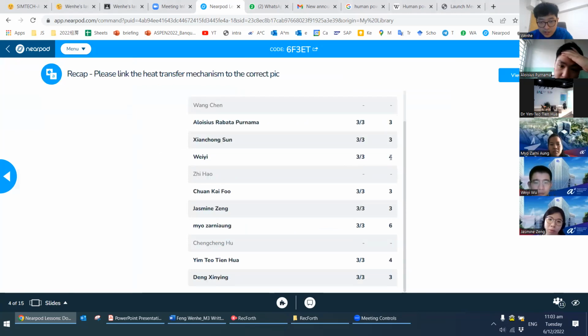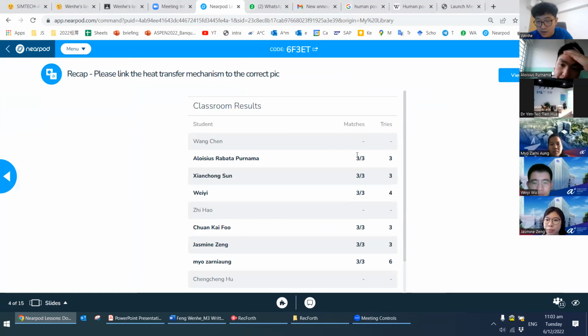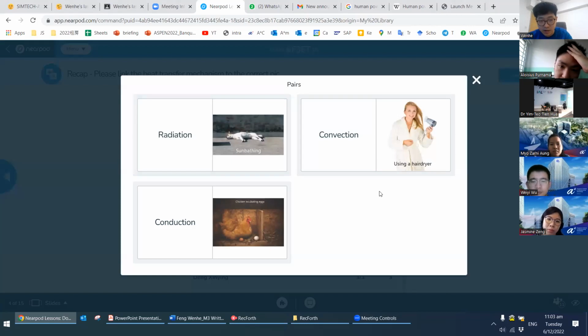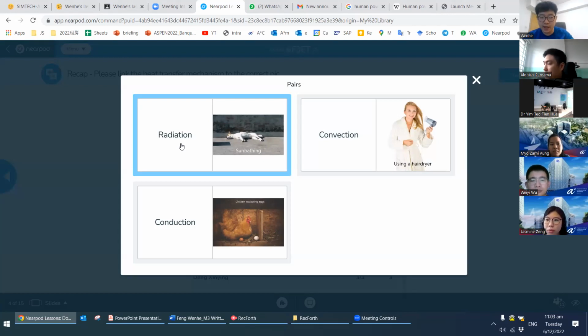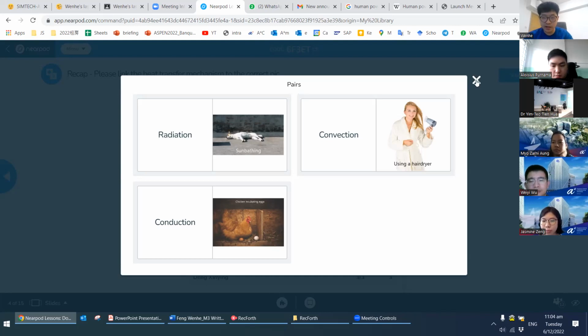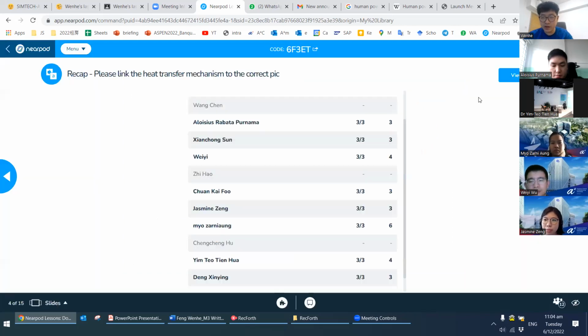Okay, I think everybody's doing a good job. Everybody got 3 out of 3 matches, except somebody experienced a little bit more tries. So I think the correct relation is that radiation is related to sunbathing. You are absorbing the energy from the sun itself. And convection, you are using the hot air, which is basically a flowing fluid to quickly conduct heat to your hair and have it dried. And finally is the conduction, like a hen incubating her eggs by sitting on the eggs for a prolonged time so that the temperature will be kept all right for the little chicks to pop out later. Very good try, guys.